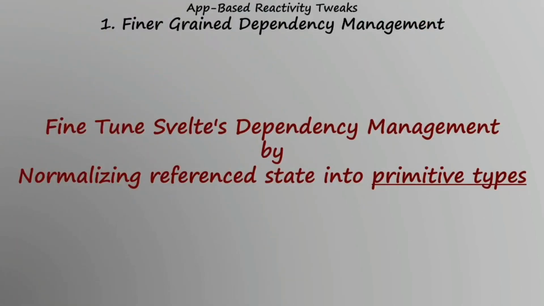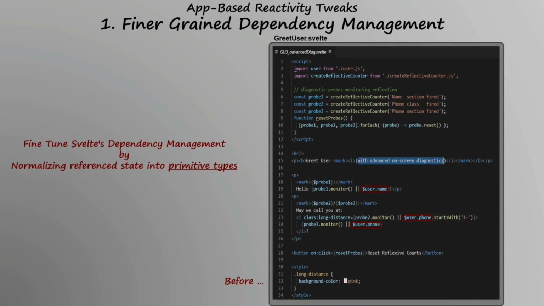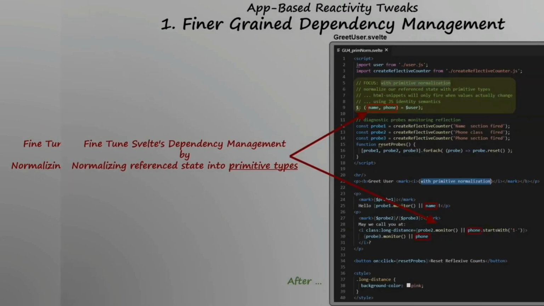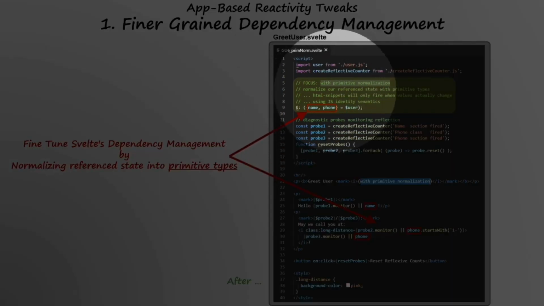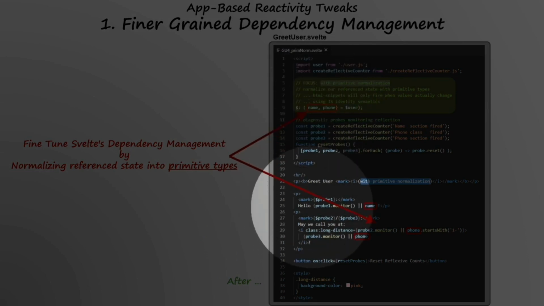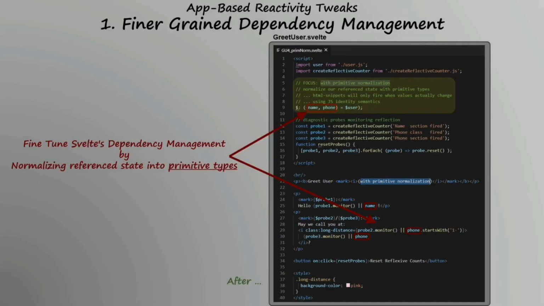Well, the first one is applying finer-grained dependency management. Remember our discussion of dependency management and that primitive types also include identity semantics? What if we normalized our reference state into primitive types? Here's our GreetUser component that is dereferencing the user objects within the HTML snippets. And here is the after we have normalized it into primitive types. You can see that we've moved into the code snippet a reactive statement that is denormalizing the user into primitive types, name and phone number, and then we're referencing those primitive types directly in our HTML snippet.